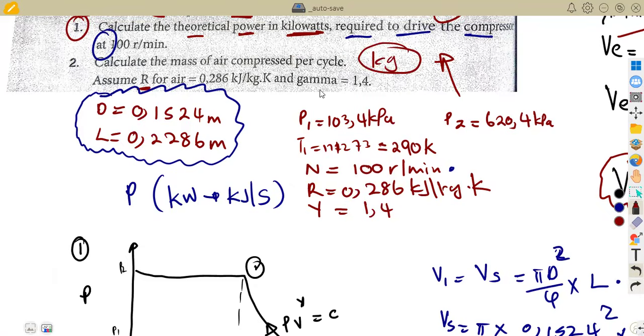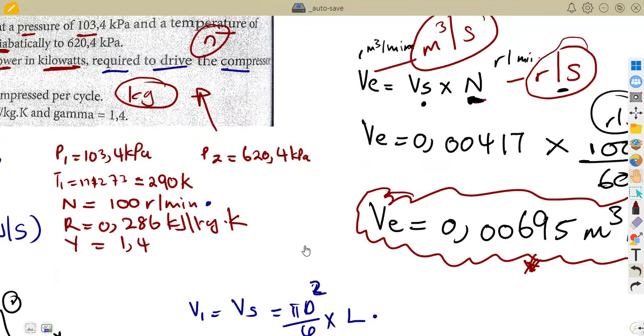Yes, you can write kilograms per cycle. So it is mass, just direct mass, not mass per second, not mass per hour or mass per unit time. No, we are not taking this as per unit time, but we are just taking this as the mass. Why am I mentioning this? It is because here we have got two volumes that are important.